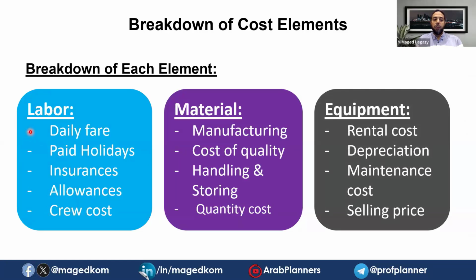Sometimes we only say what their salary is. It's not only about salary. We need to consider everything: their daily salary and fare, paid holidays, insurance, allowances, crew cost. Likewise, material. That's why, as we said in the chapters, we have chapters for manufacturing, so manufacturing and cost of manufacturing.